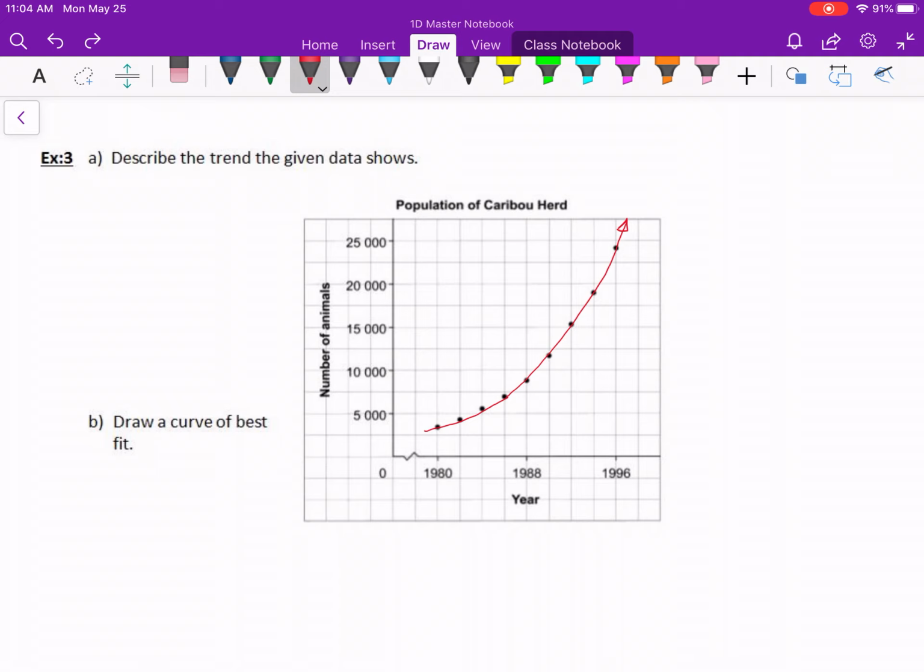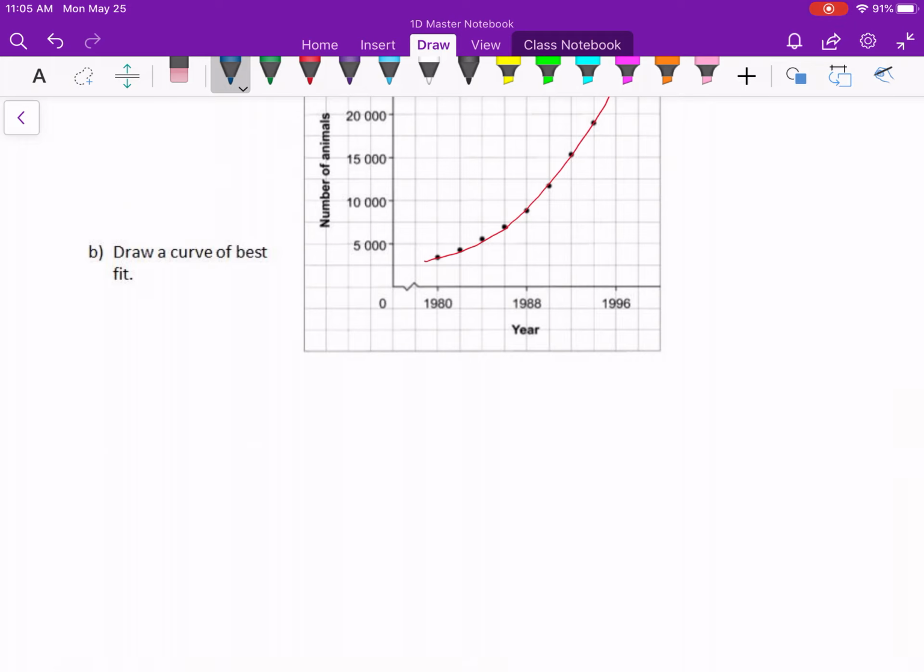Describe the trend that the data shows. Sure. Well, it's going upward. It's a positive trend going upward on the graph anyway. And I'd also say it's accelerating. What do I mean by that? Well, what I mean is, as time goes by, it's going up quicker. It's going up faster in 1996 than it was in 1980. And I've already drawn the curve of best fit, so there you have that.